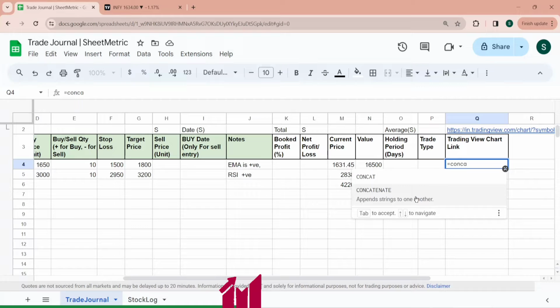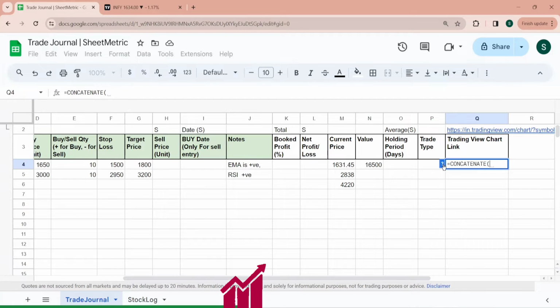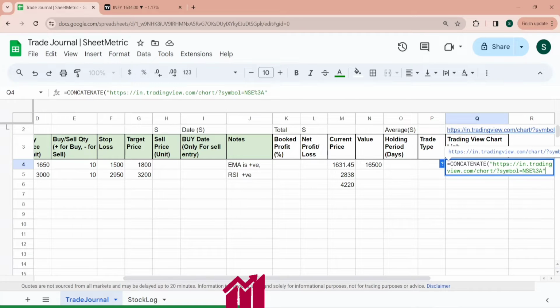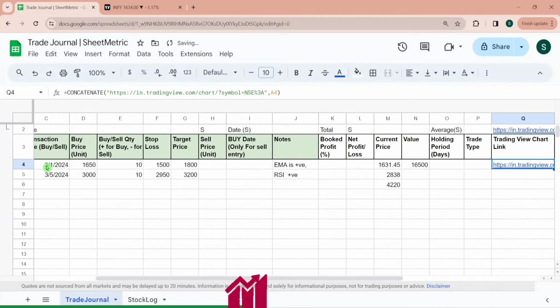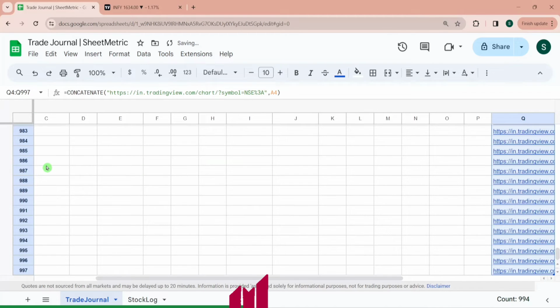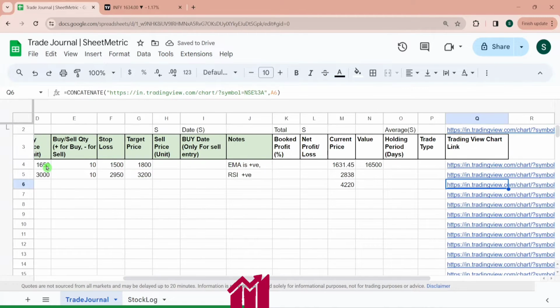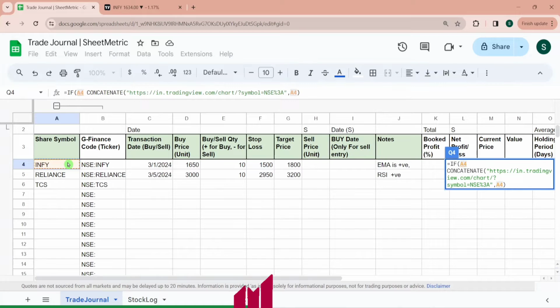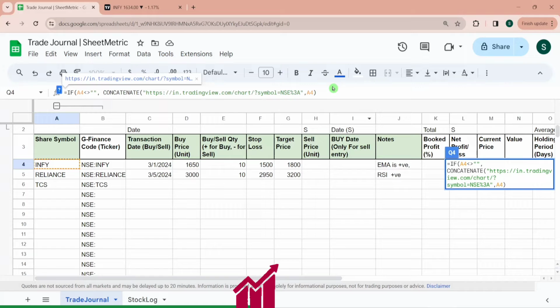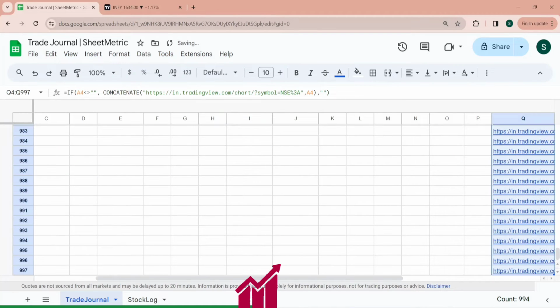So I will use the concatenate function, which appends two strings. The first string is what I had just copied, and the second string I would be taking from here, and definitely I can drag it down. So it has created unnecessary links over here. So again, I am using an if formula: if this is not blank, then use this, else keep it blank. Now I am dragging it down.